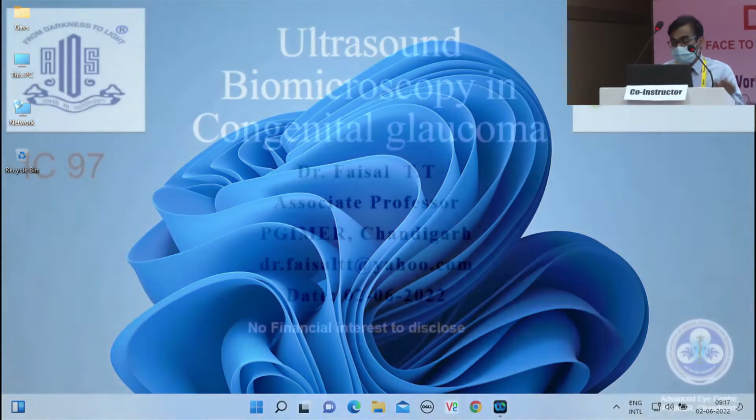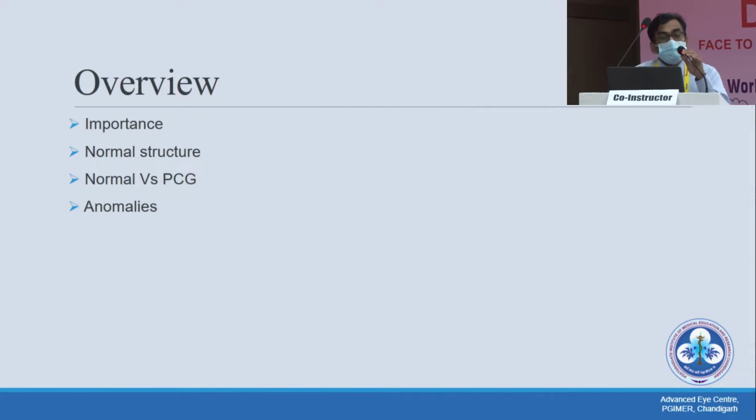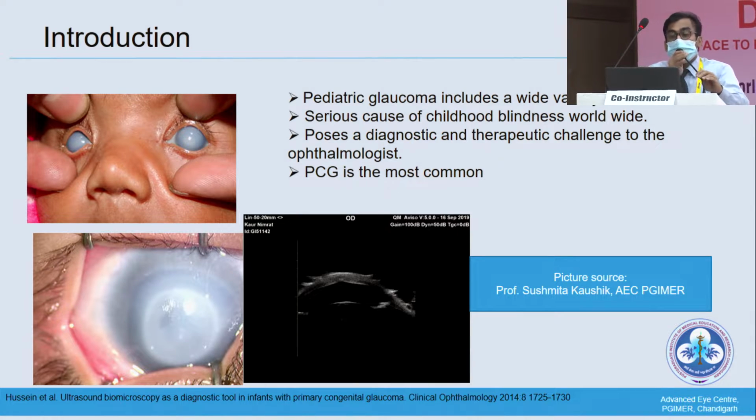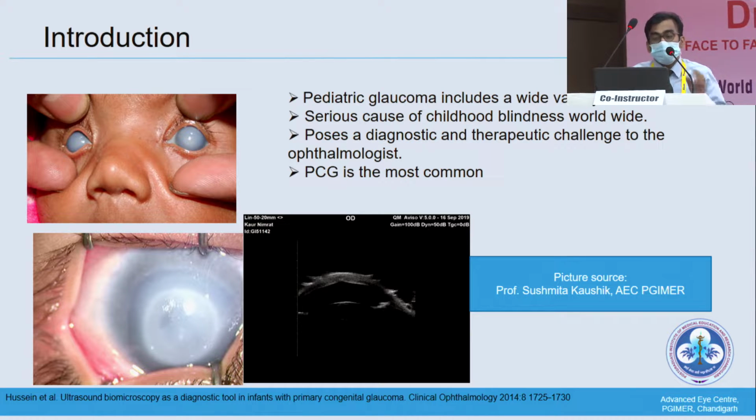Sorry for the interruptions. Pediatric glaucoma is a serious cause of childhood blindness worldwide and often poses a diagnostic and therapeutic challenge to the ophthalmologist, and PCG is the most common one.